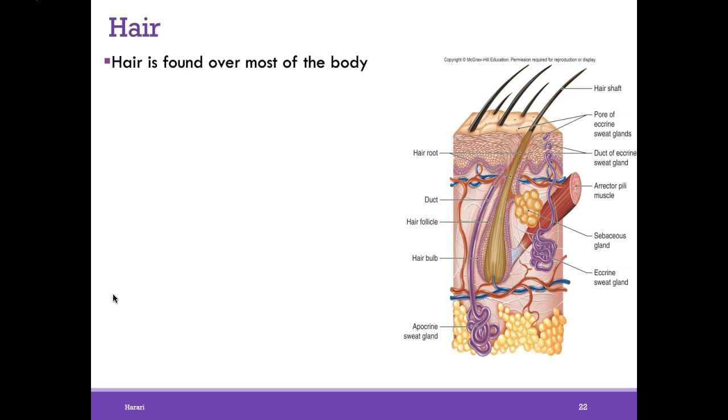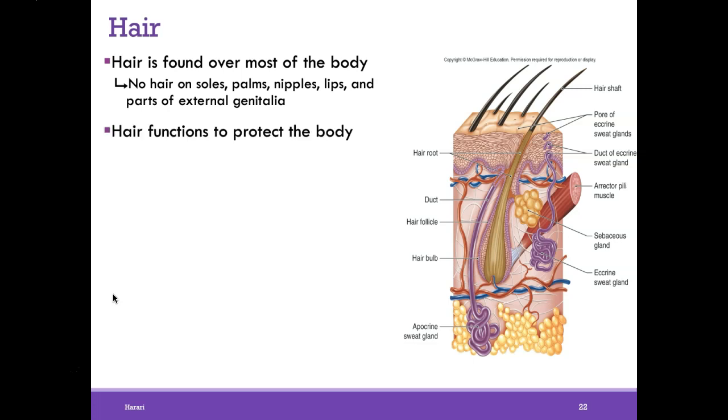So hair is found almost all over the body, with some exceptions. We don't have any hair on the soles of our feet, palms, nipples, lips, and parts of external genitalia. The limbs and trunk have about 55 to 70 hairs per square centimeter, and the face has about 10 times as many as that. In a man's beard, there are up to 30,000 hairs, and in a scalp, there are up to 100,000 different hairs.